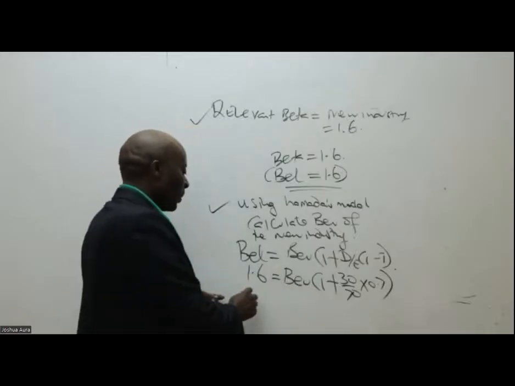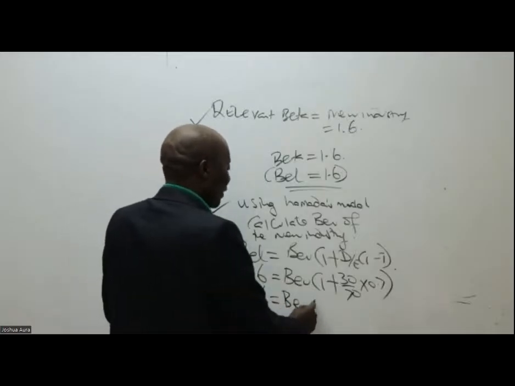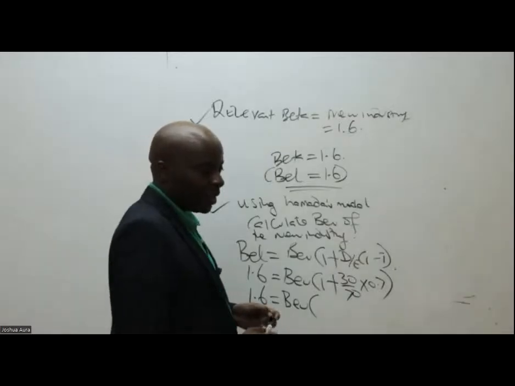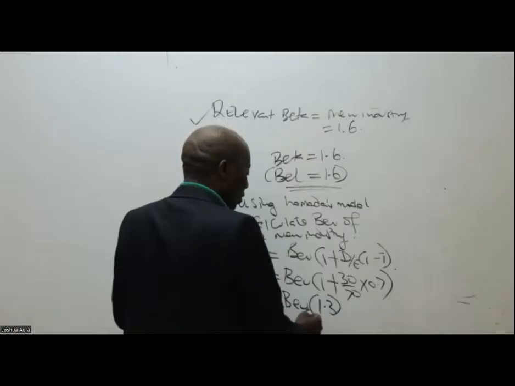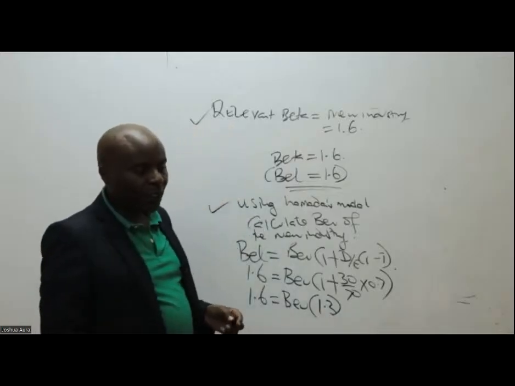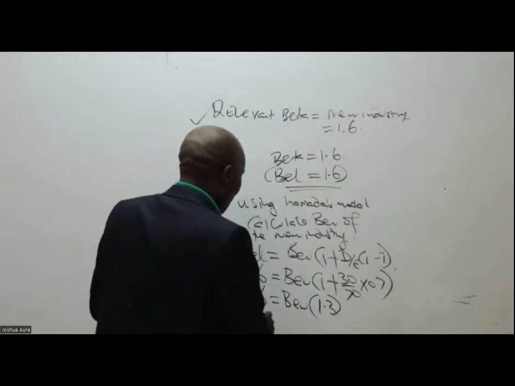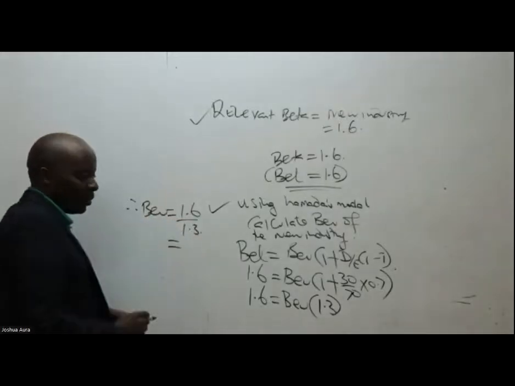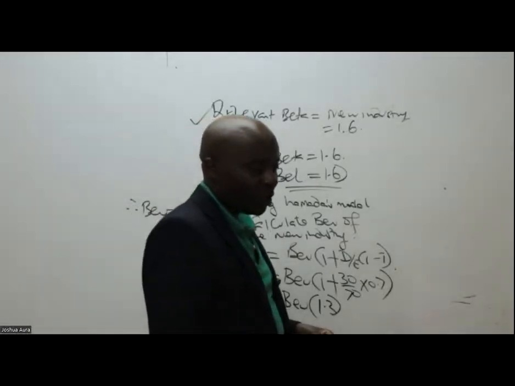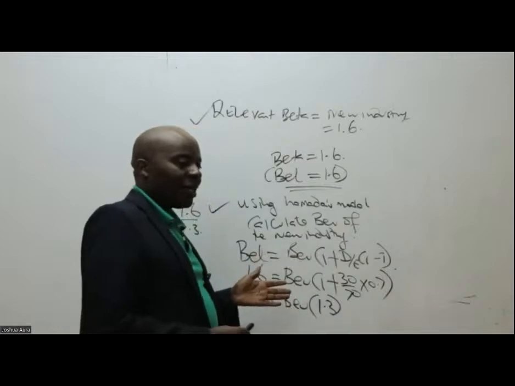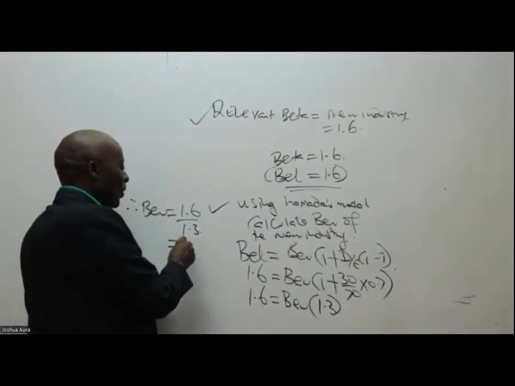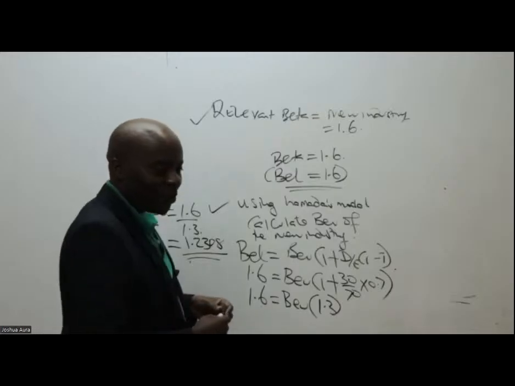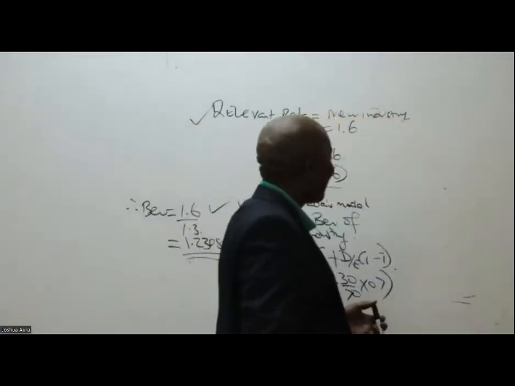Then could you kindly give me the figure that we have here? It is 1.3. Thank you so much. So at the end of the day, my BEU will be equal to 1.6 divided by 1.3, which is 1.23. You got that BEU of 1.23, with more decimals. Thank you so much, that is wonderful.